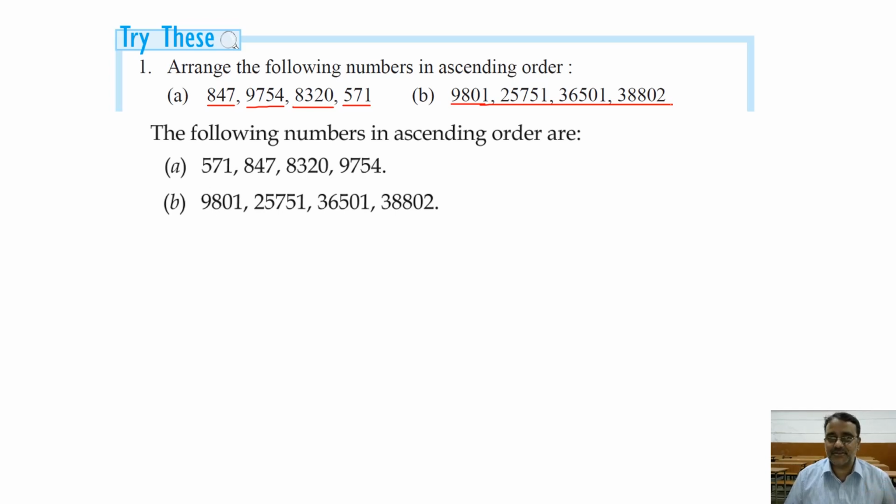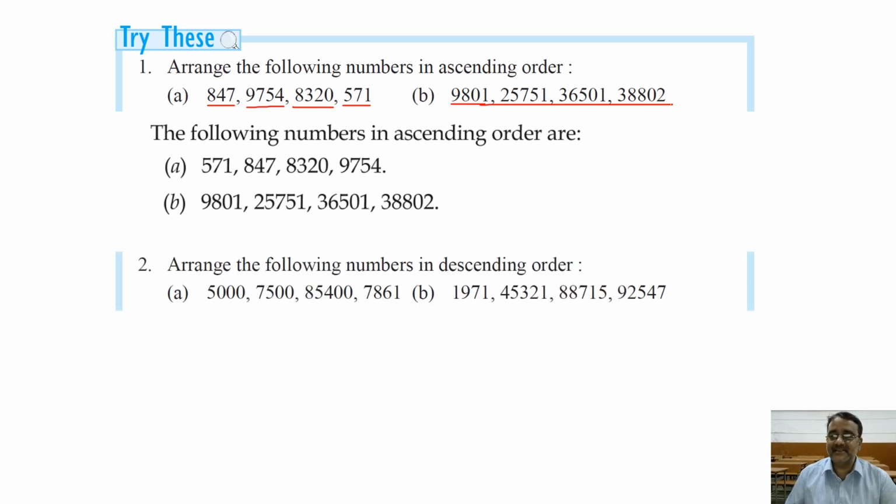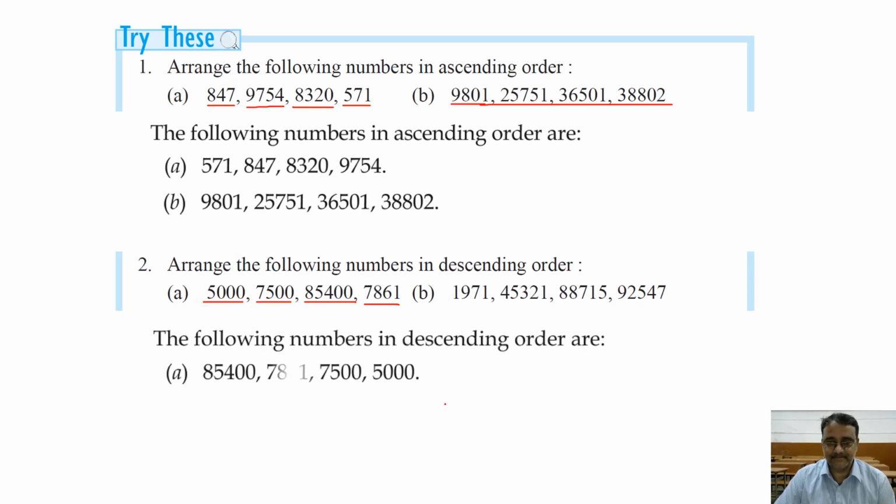Now the second question. Arrange the following numbers in descending order. Descending order means greatest to smallest. So in the first bit, the greatest number is 85,400. Next one is 7,861, 7,500, and the last one is 5,000.